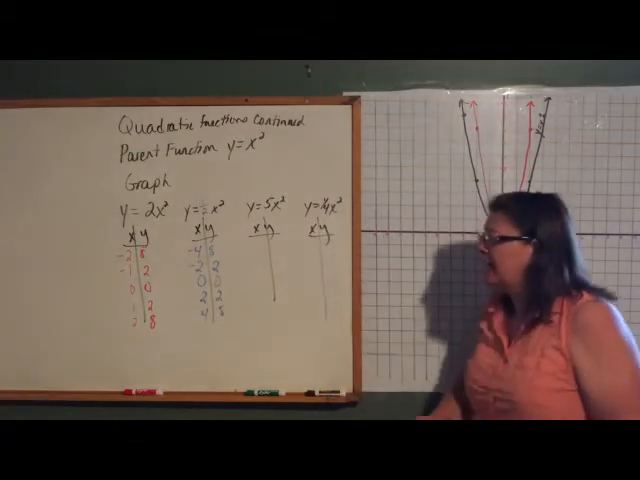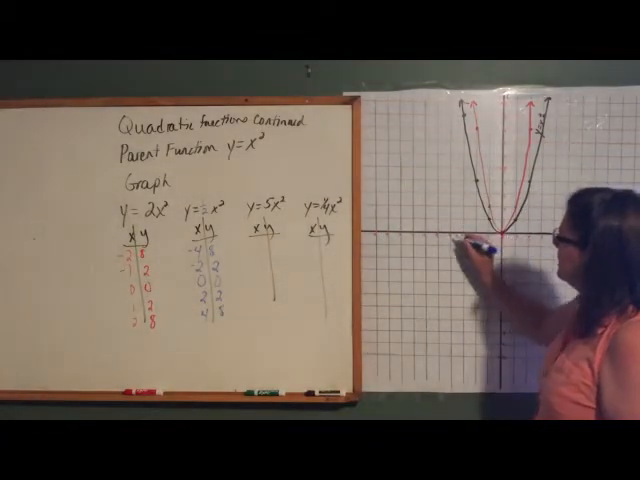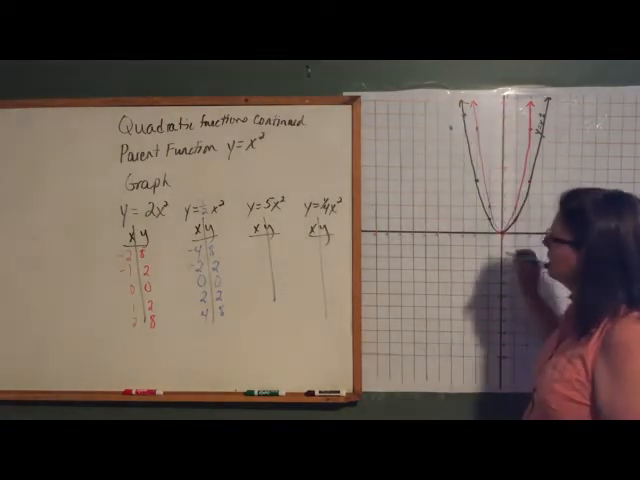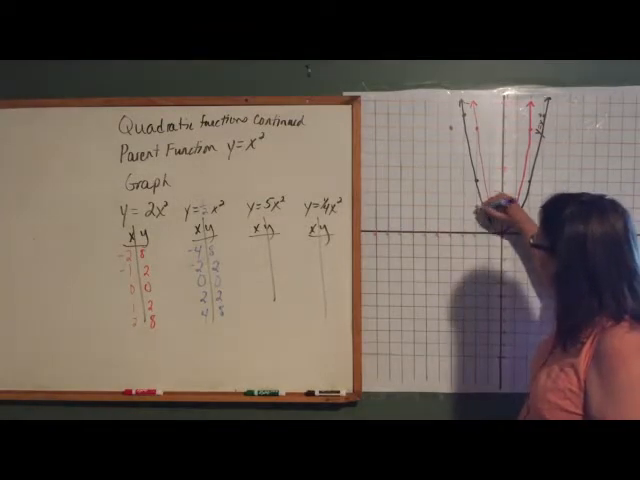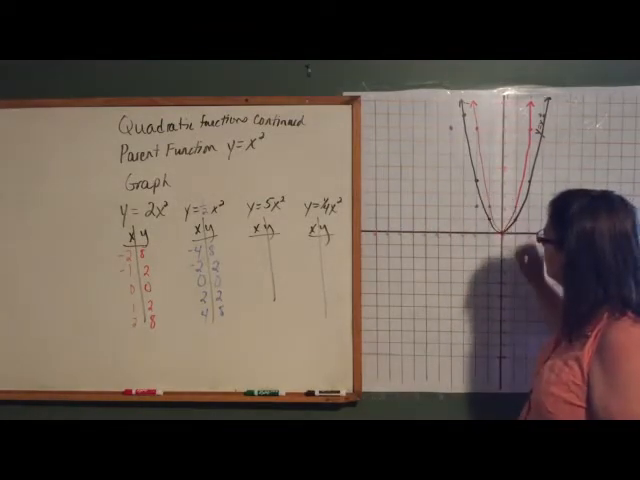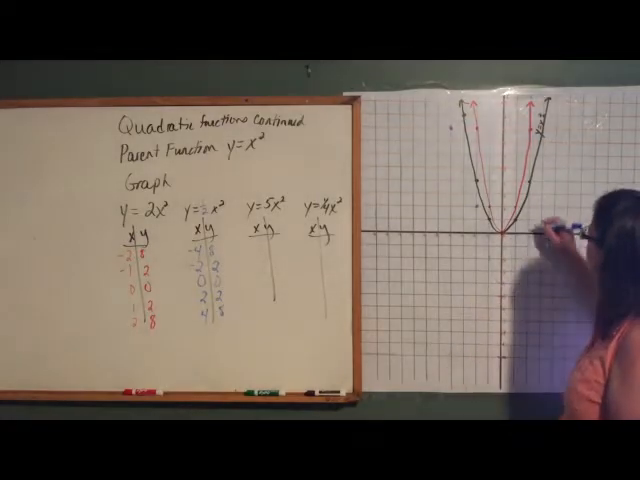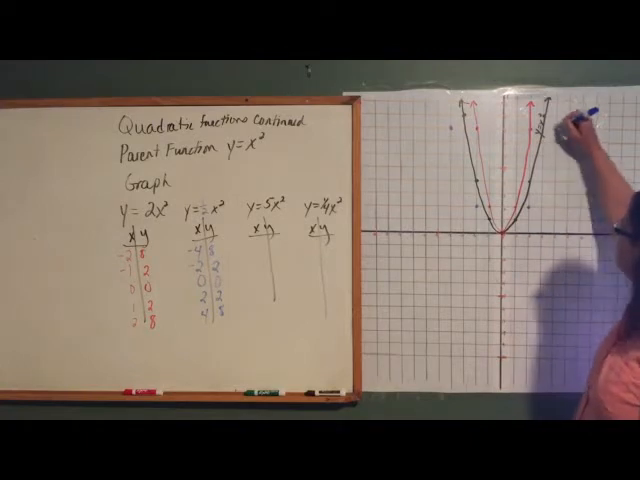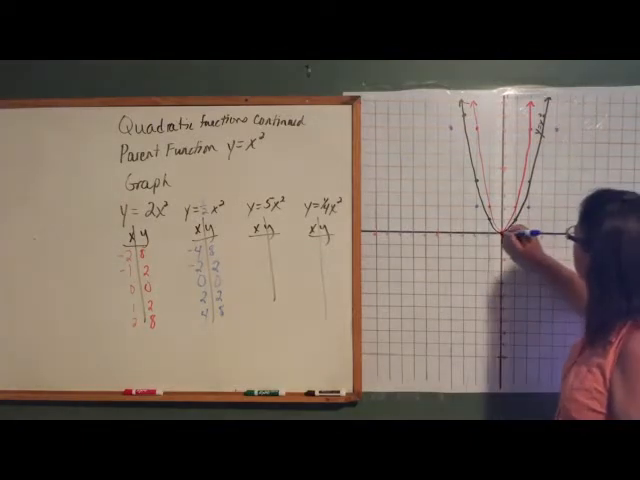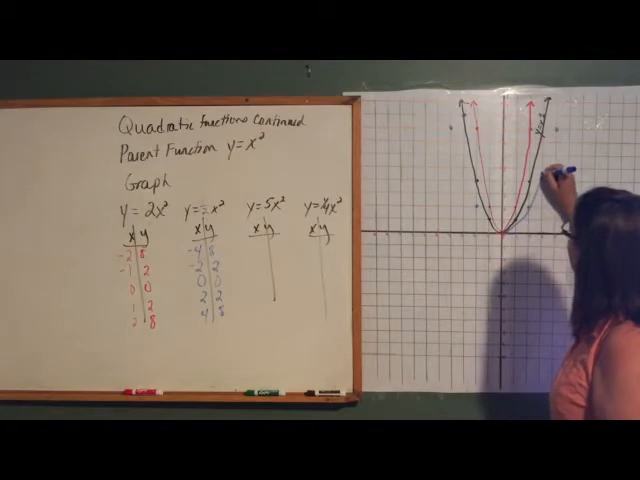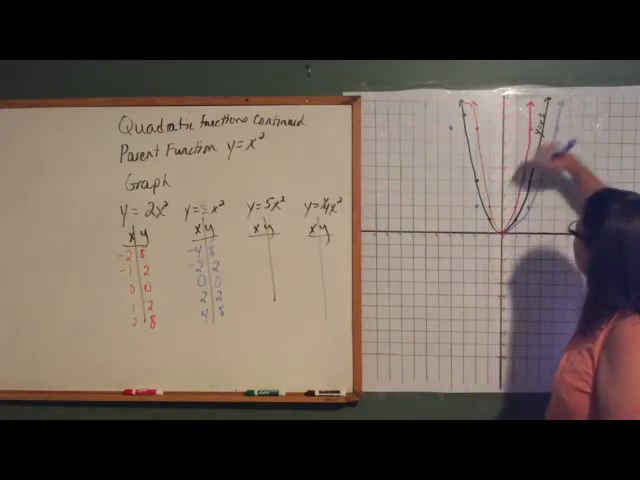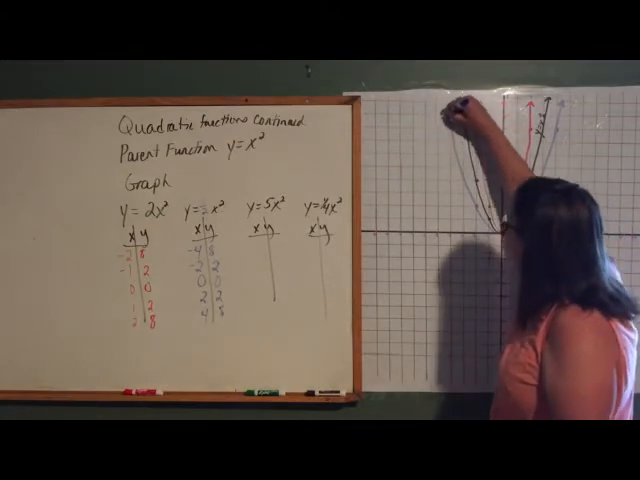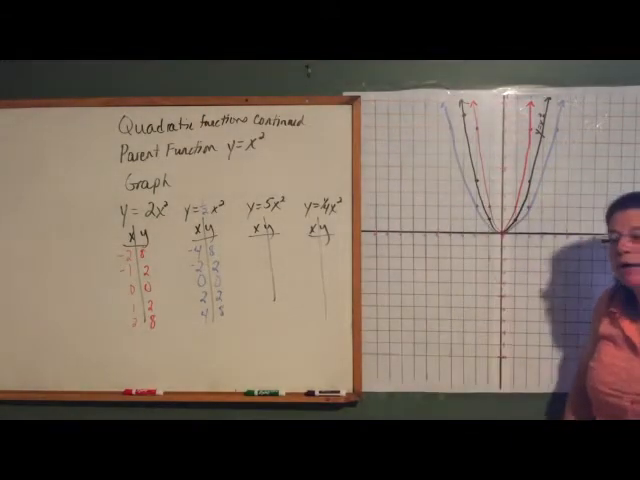So if I graph that, I've got negative 4, 8. Negative 2, 2. 0, 0 is still our vertex. 2, 2. And 4, 8. So here is the parabola that we have when we multiply by a fraction between 0 and 1.